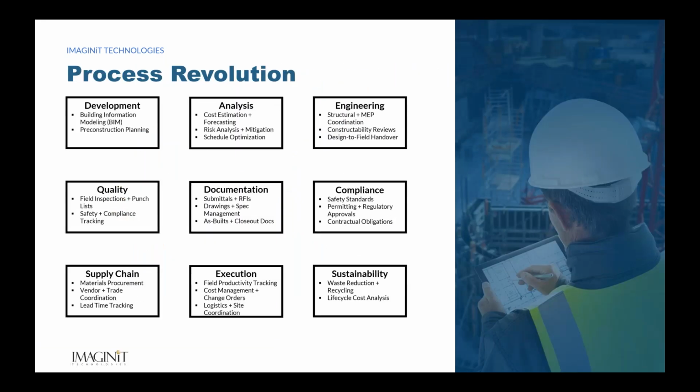So here at IMAGINiT Technologies, as we engage with our 25,000 customers across the construction industry, one thing has become abundantly clear. We are at the forefront of a process revolution. This isn't just about incremental improvements. This is a fundamental shift in how projects are planned, delivered, and sustained, from the earliest stages of design and pre-construction all the way to field execution, supply chain coordination, and even long-term sustainability efforts.